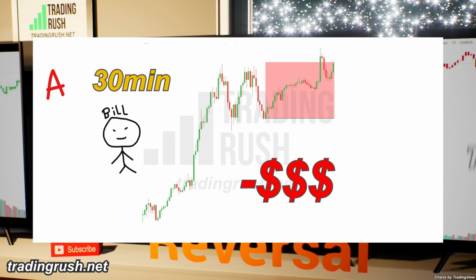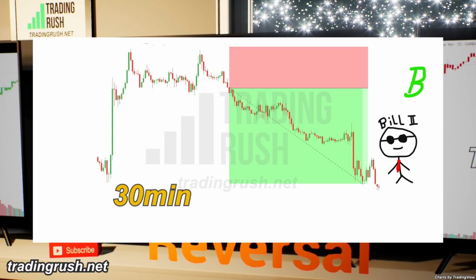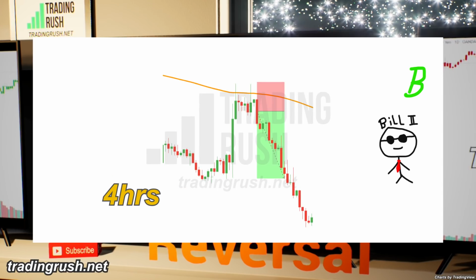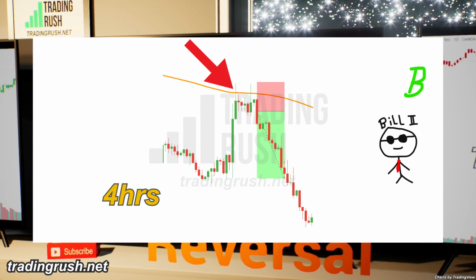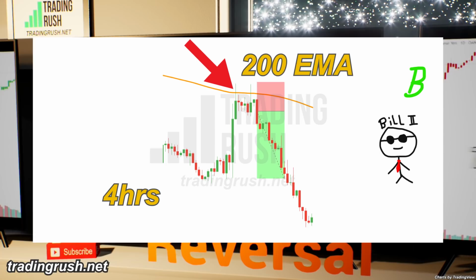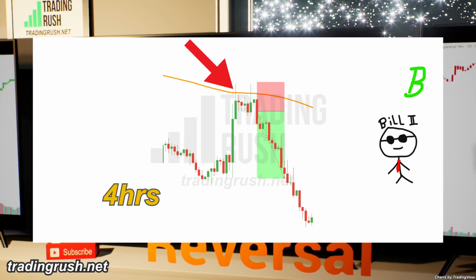In other words, Bill the First lost his trade. Now on the second chart, even though we had similar price action, the price did make a big move down and the reversal worked, because this reversal on the higher time frame was actually a small pullback reversal in a strong downtrend. And since this pullback reversal was near a strong resistance area, the price made a big move down.